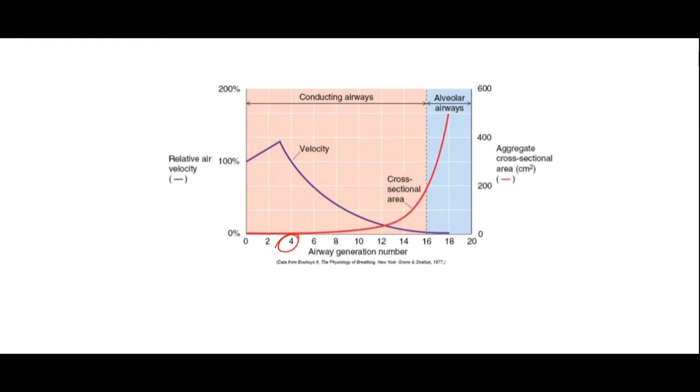But the normal relationship is going to be that as you increase the generation number, the cross-sectional area of all of the airways at that level is going to be higher than the one that branched off into that level. Okay, so if you went from your terminal bronchiole into your alveolar bronchiole, all of your alveolar bronchioles together are going to have a greater area than all of your terminal bronchioles together. Okay? And what happens is, as you increase that cross-sectional area, your velocity is going to go down.